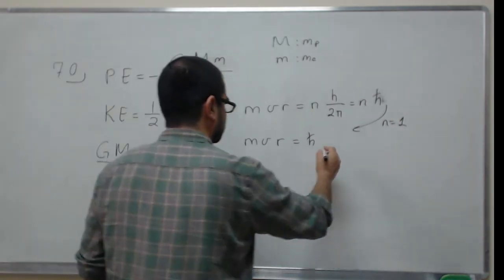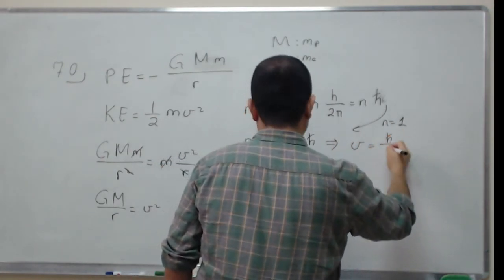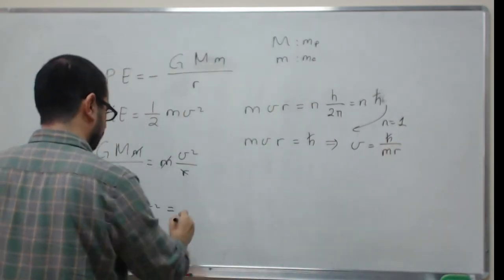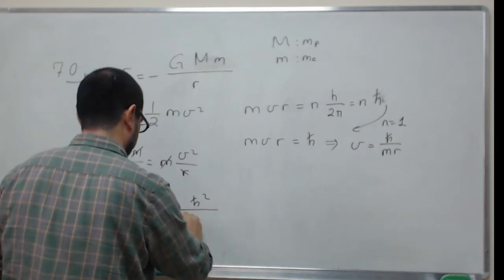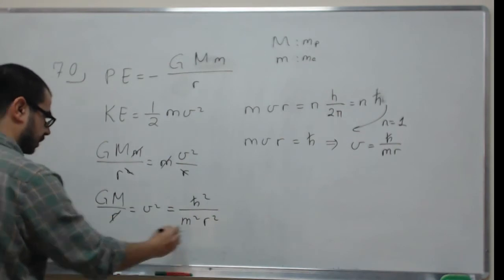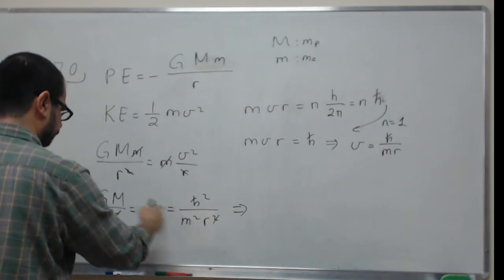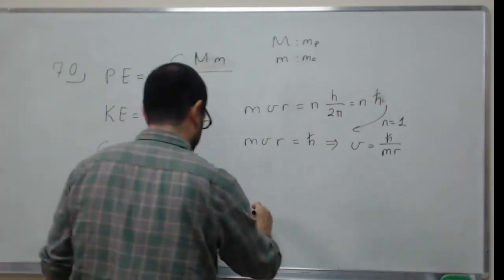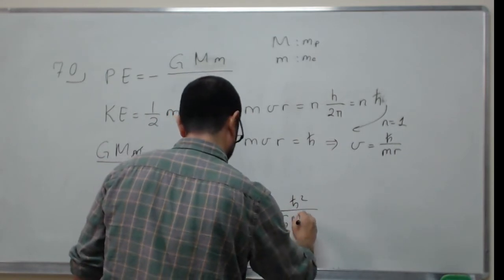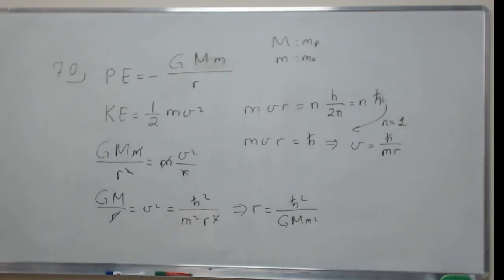So let's do that. This gives me v equals h bar over m times r. Then this v square becomes h bar square by m square times r square, and I get this cancelled. From this, I move this over here, G M goes down below, r equals h bar square by G capital M small m squared. And so that's one of the things they're asking, radius.